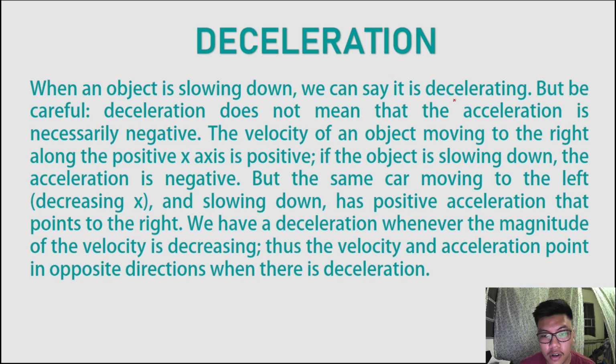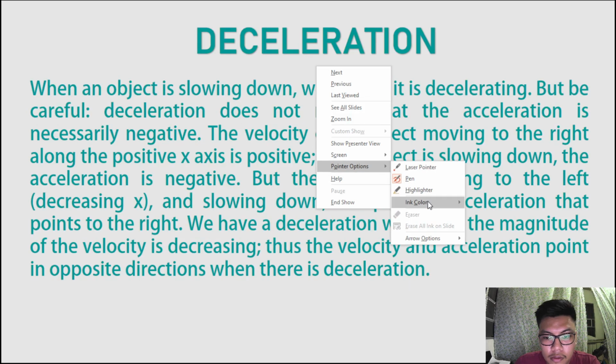The velocity of an object moving to the right along the positive axis is positive. If the object is slowing down, the acceleration is negative. But the same car moving to the left and slowing down has positive acceleration that points to the right. We have a deceleration whenever the magnitude of the velocity is decreasing. Thus, the velocity and acceleration point in opposite directions when there is deceleration. Okay, so ito yung dapat nating makita, no?